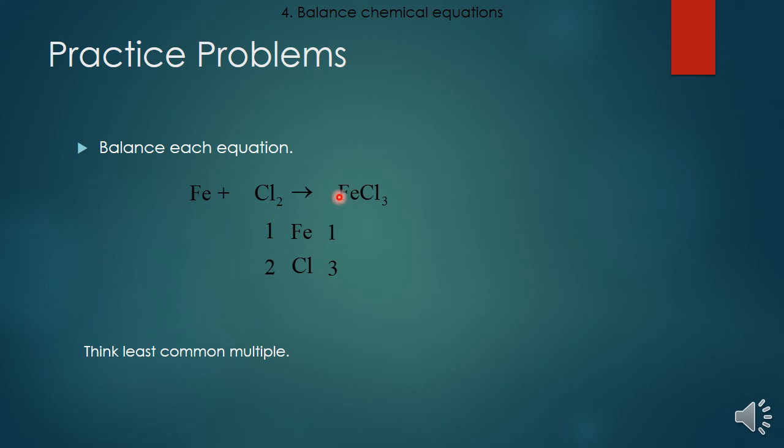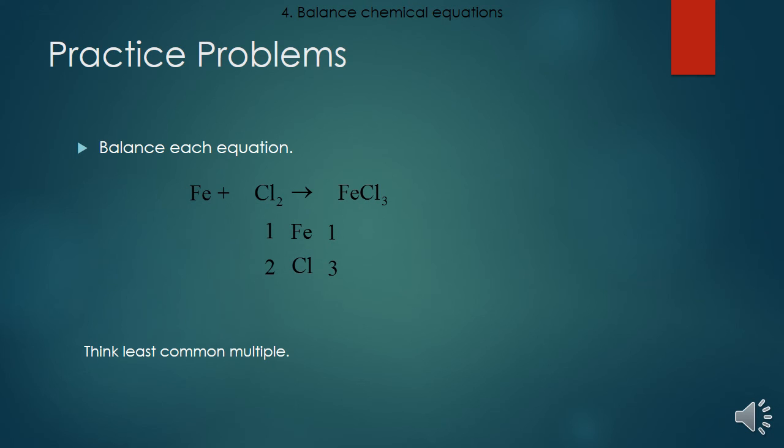On the right side, no matter what coefficient I put here in front of the iron chloride, I have to multiply it by 3. So whatever number of atoms I have has to be a multiple of both 2 and a multiple of 3. So what is the least common multiple of 2 and 3? Well, the answer to that is 6.